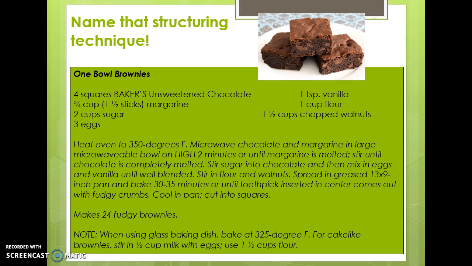Note, when using glass baking dish, bake at 325 degrees Fahrenheit. For cake-like brownies, stir in half a cup of milk with eggs. Use 1½ cups flour.